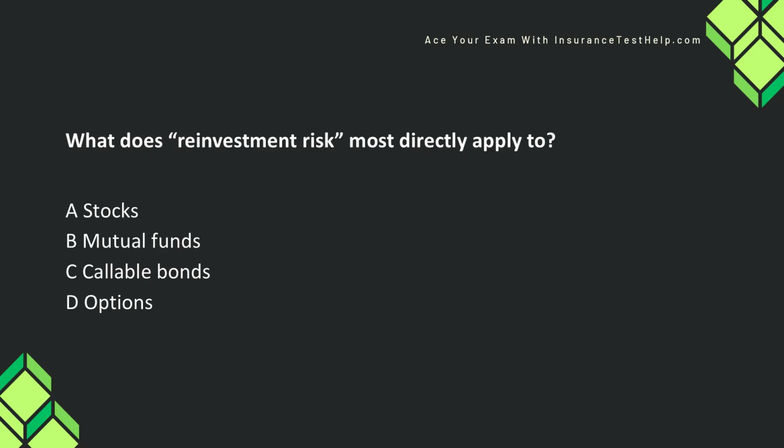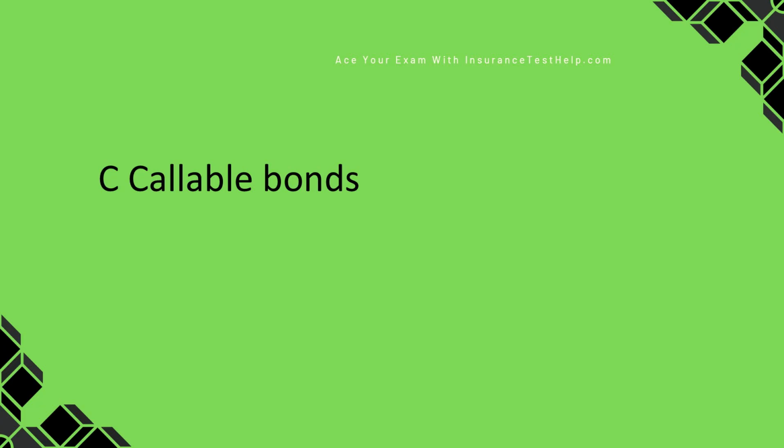What does reinvestment risk most directly apply to? A, stocks, B, mutual funds, C, callable bonds, or D, options. Out of that list, the one that makes the most sense is C, callable bonds. You have a call protection period, but then it can be called, and they will call it if it makes sense for them to get rid of it and get a different rate.